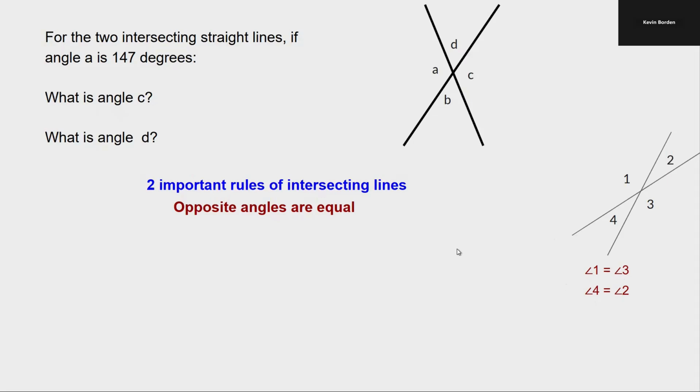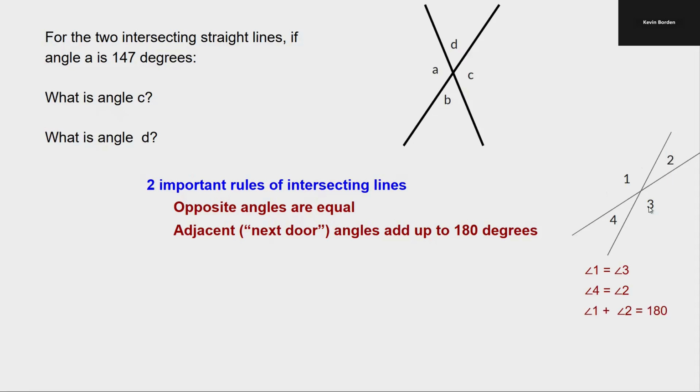The other important rule is that the adjacent, or you might think of it as next door angles, will always add up to 180 degrees. Now, angles 1 and 2 are next to each other, so those must add up to 180 degrees, and that's what makes them form a straight line when they are together. Angle 1 plus angle 2 equals 180.